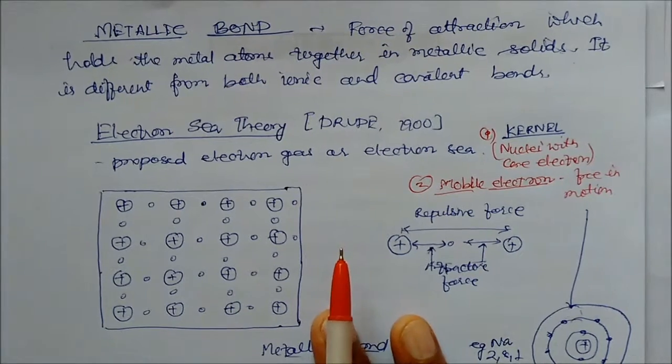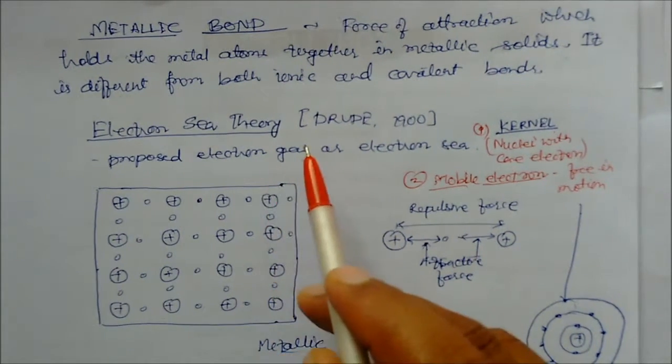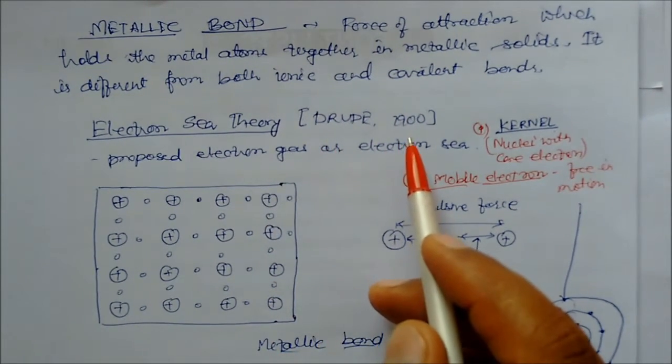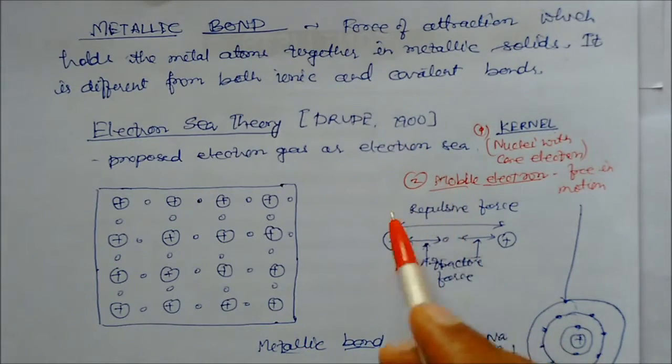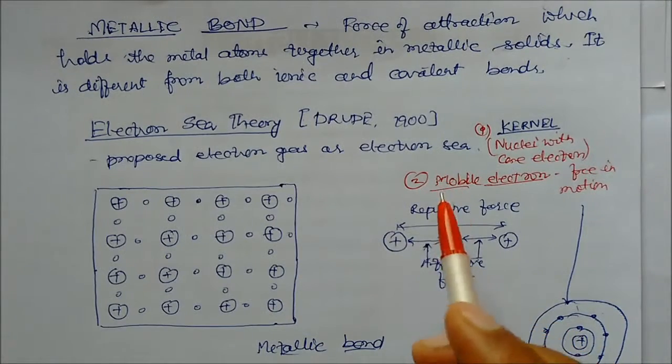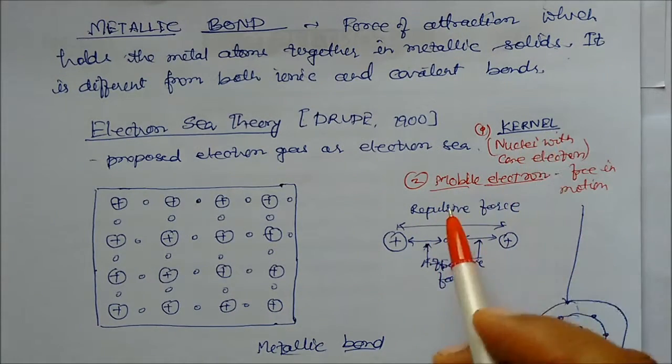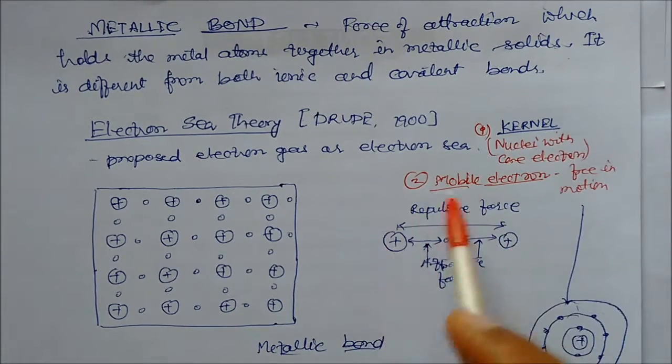Electron sea theory. This is one theory given by Drude around 1900. What he proposed is that electrons form a gas, or an electron sea. Here we have to understand two terms: one is called kernel and the other is called mobile electron. What is the meaning of kernel? Kernel means nuclei with core electrons.